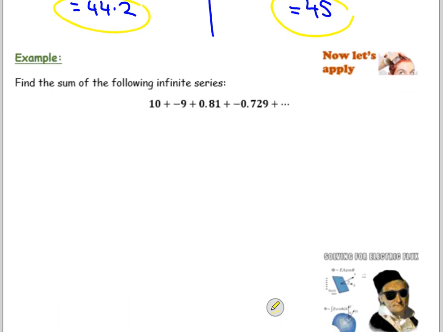U of 1 is 10. What's our r? And if you're not sure, it's negative 0.9. Yeah, if you're not sure, take the second term and divide by the first term. So you could call it negative 9/10, or you could call it negative 0.9.